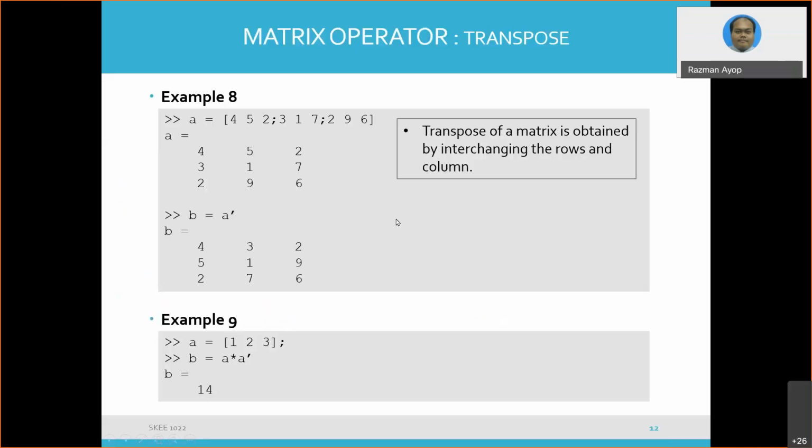So for this example, you can try this matrix, how to transpose this using MATLAB. Like the example I gave you, you can use any size of matrix and then you can transpose it.